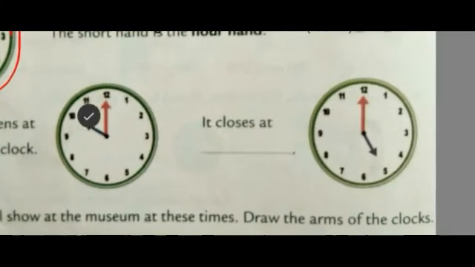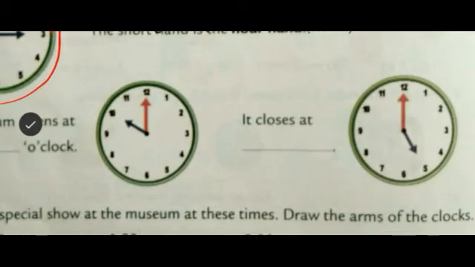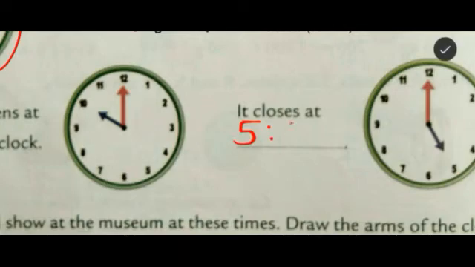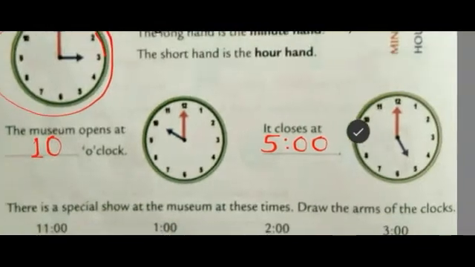Now, to see the next clock, it closes at. Now, what is the time that we can see in this clock? It is 5 o'clock. So, the museum closes at 5 o'clock. So, we can write here 5. At 5 o'clock, it closes.